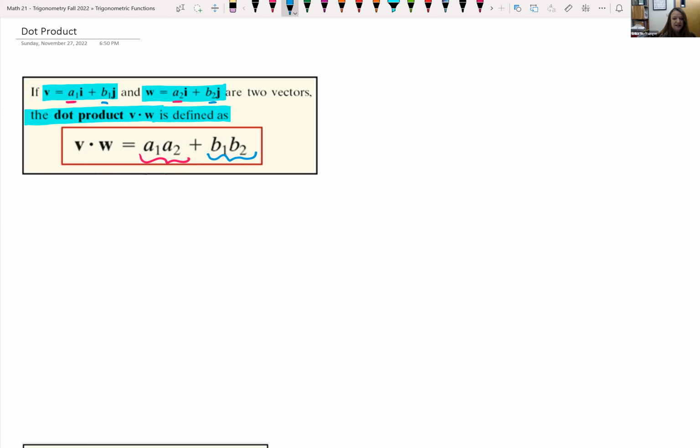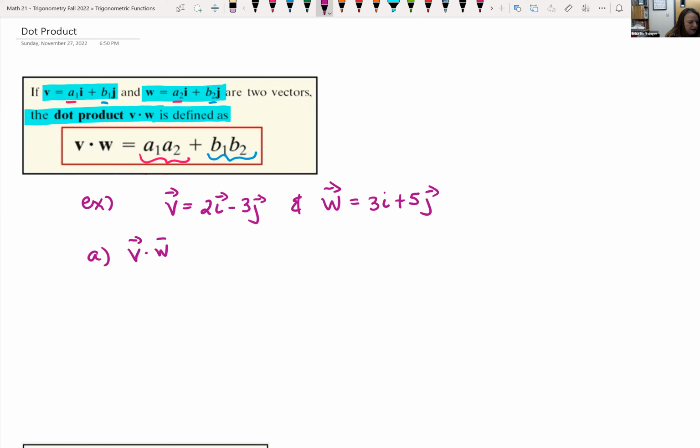So let's look at an example. Let's say that V is equal to the vector 2i minus 3j, and W is the vector 3i plus 5j. If we look at the dot product of V and W, again all we're doing is multiplying our horizontal components together, so 2 times 3, plus multiplying our vertical components together, so negative 3 times 5. This is equal to 6, 2 times 3 is 6, and negative 3 times 5 is minus 15. So 6 minus 15 is negative 9.